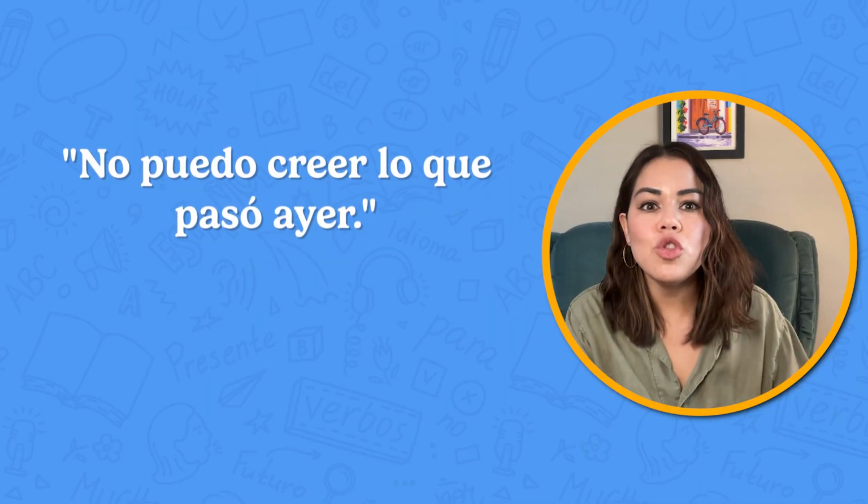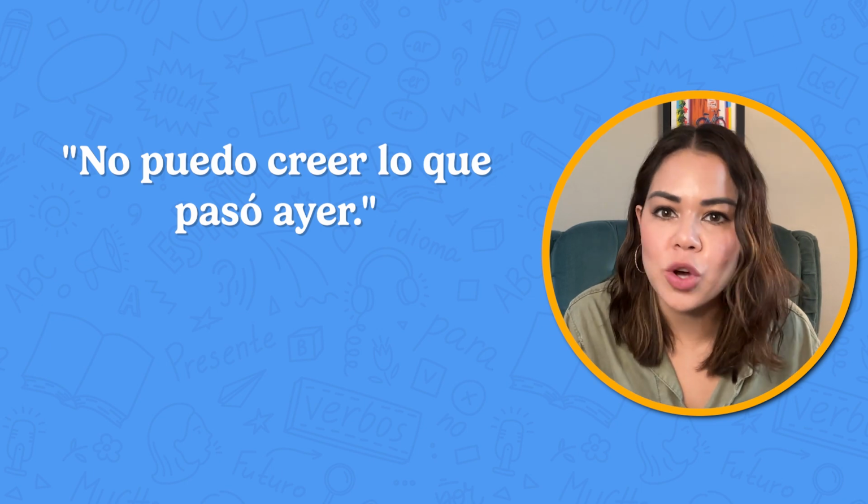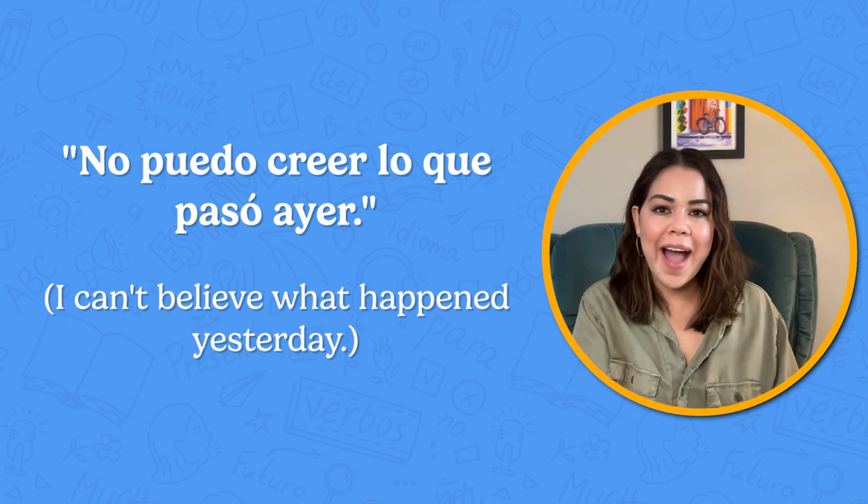Now that we've got this theory down, let's practice with a few more sentences. I'll give you a sentence and then we'll break down how lo is working its magic. No puedo creer lo que pasó ayer. I can't believe what happened yesterday. In this sentence, lo is referring to an entire situation or event that happened yesterday. It's not just one thing, it's the whole concept of what happened.